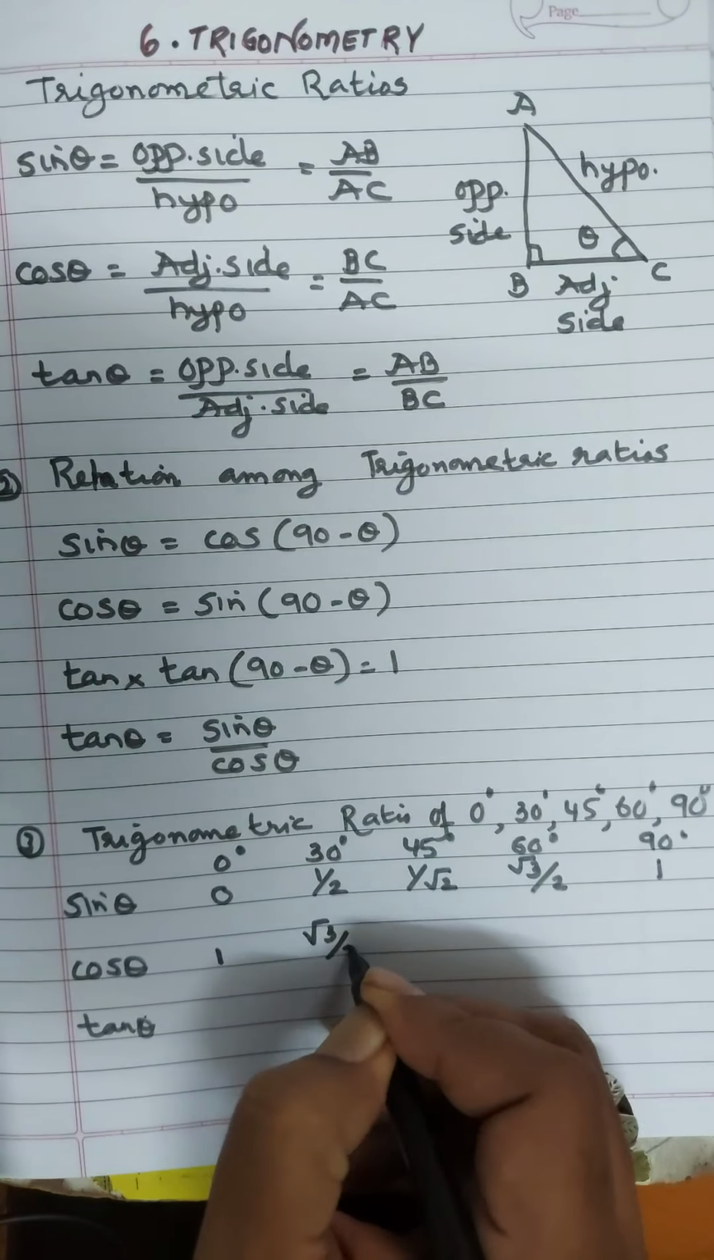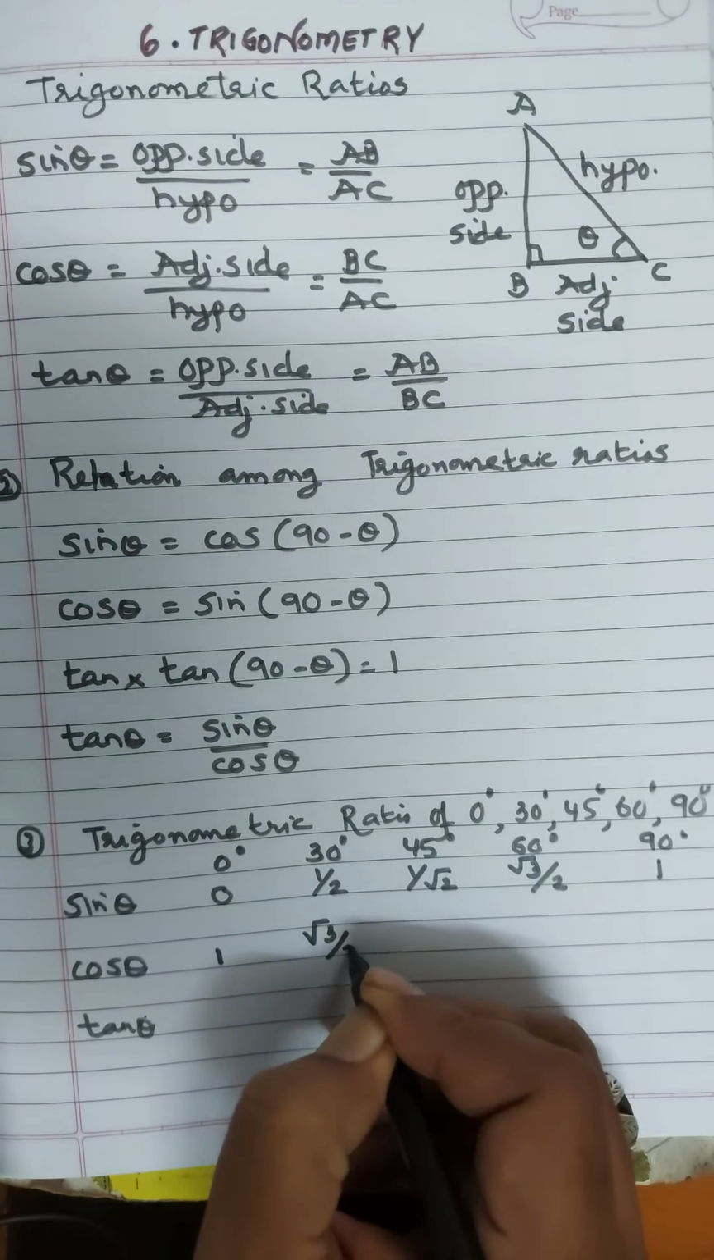For tan theta, 0 degree is 0, 30 degree is 1 upon root 3, 45 degree is 1, 60 degree is root 3 and 90 degree is undefined. We cannot define it, so we have to write undefined here. These are the values we need to understand for the practice set. Two more topics are there, that is trigonometric identities. It's also very important. So let's take the fourth point, trigonometric identities.